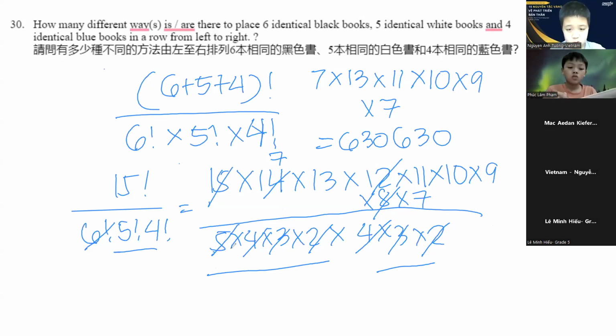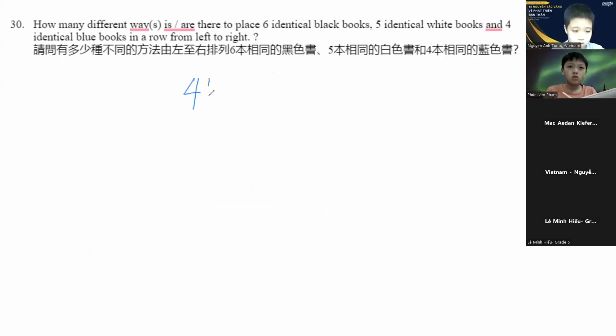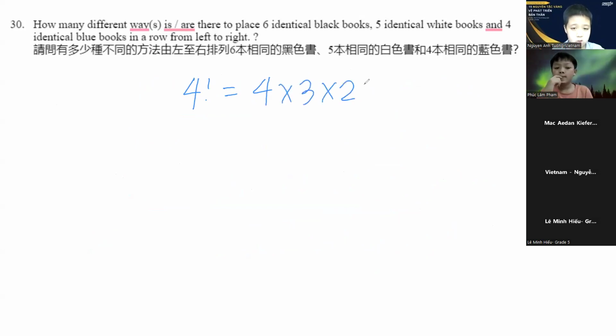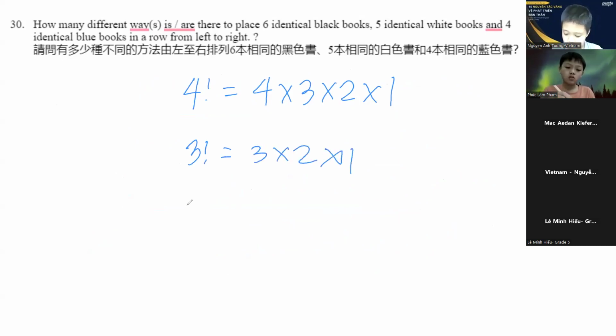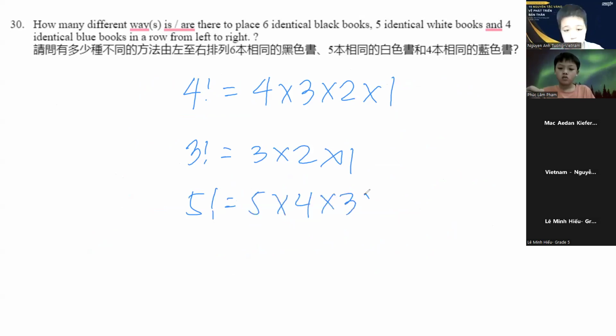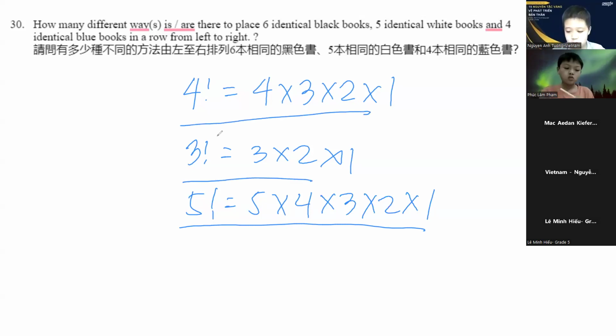Teacher, what is factorial? Okay. So factorial, if you have 4 factorial, this is an operation that describes 4 times 3 times 2 times 1. 3 factorial is 3 times 2 times 1. 5 factorial is 5 times 4 times 3 times 2 times 1. Okay?